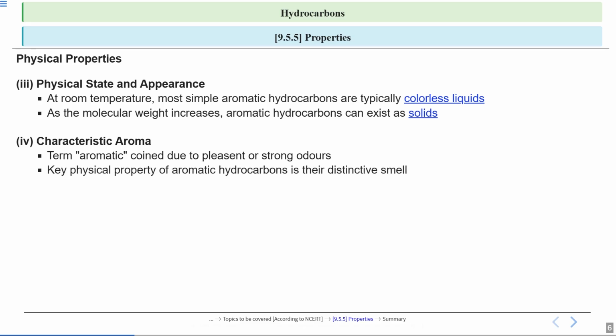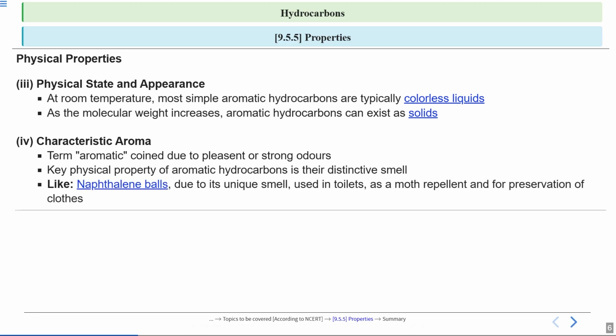A key physical property of aromatic hydrocarbons is their distinctive smell. This means that even without seeing them, you might recognize them by their odor. It is a practical way to identify some of these substances in the lab or in everyday life. For example, naphthalene balls, which are used in toilets and to protect clothes from moths, have a very unique smell. This is due to the aromatic hydrocarbon naphthalene.